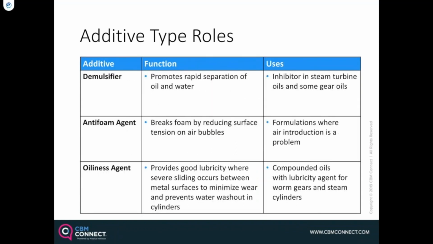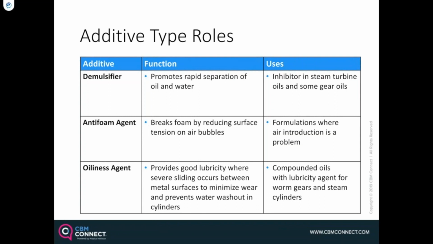Demulsifiers is exactly what it sounds like. They can be used, as some of you may know, some steam turbines have a tendency, if there's a problem with the hydrogen seal, you can get water into the turbine oil. You want to be able to extract that water very quickly so it doesn't wipe a bearing or cause other damage. So you could add a demulsifier.